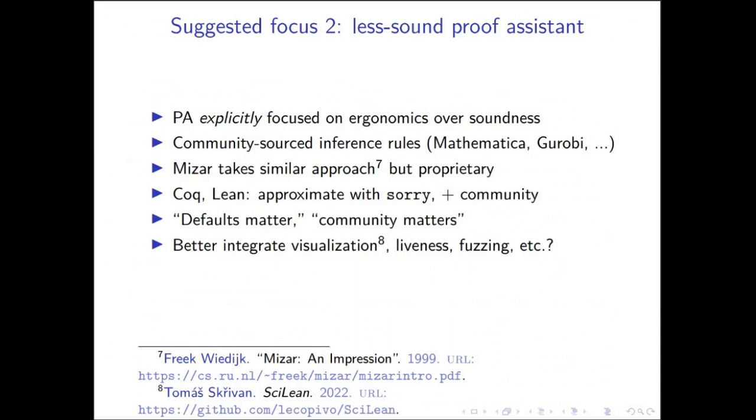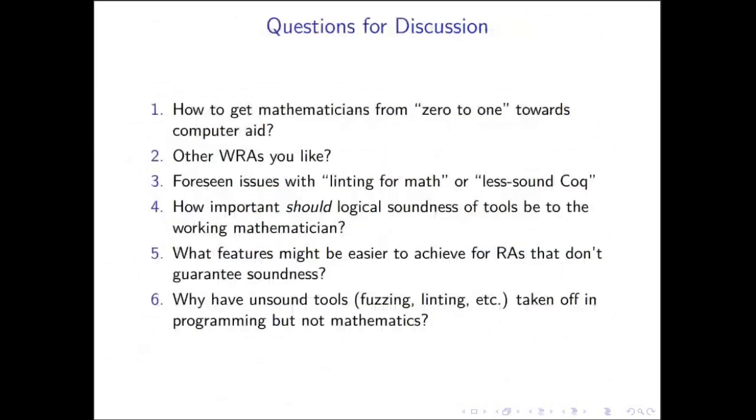This doesn't have to be a new proof assistant. It could be a community around Coq and Lean and so forth, where people are okay with using SRA, or they have these community source inference rules. But I think the defaults in a community do matter. And maybe when you've got this sort of thing, you can focus more on things like visualization, liveness, fuzzing, etc. Okay, so I think that's all I wanted to get through there, and we can circle back to the Daphne comment if we like, or other topics of discussion and questions.